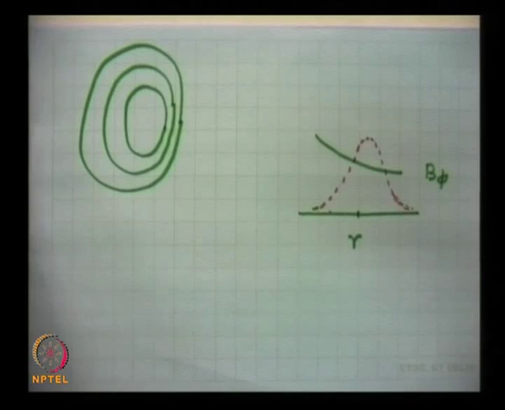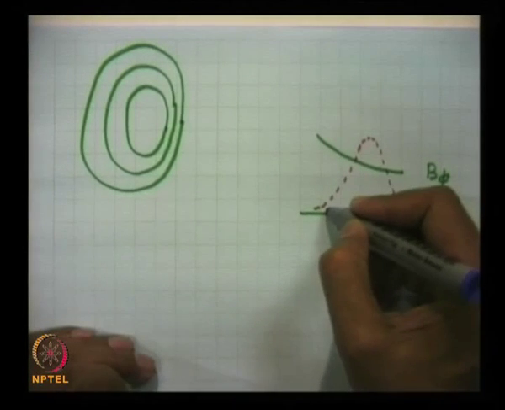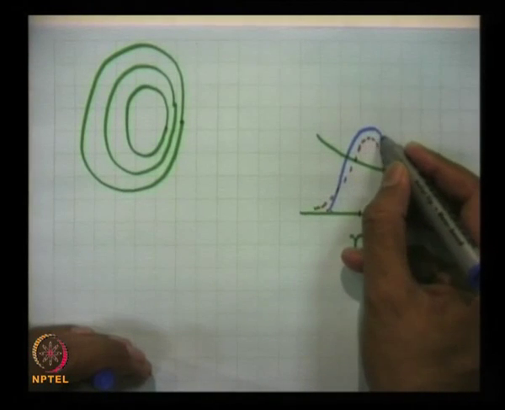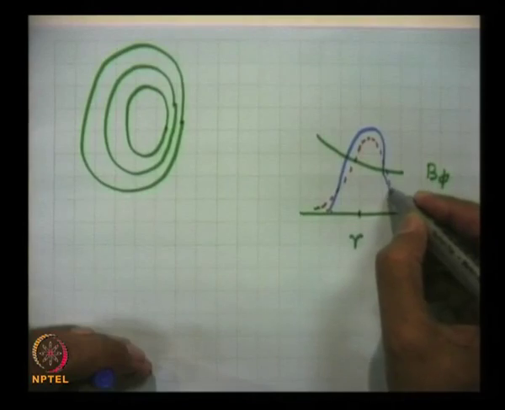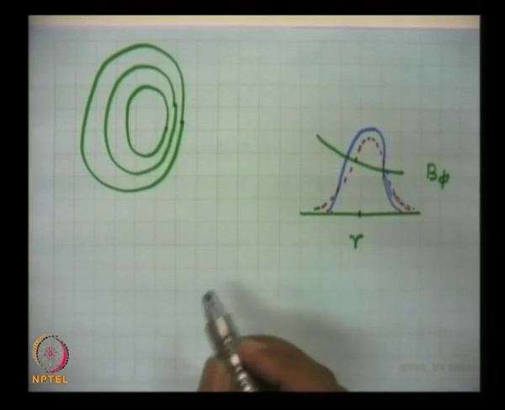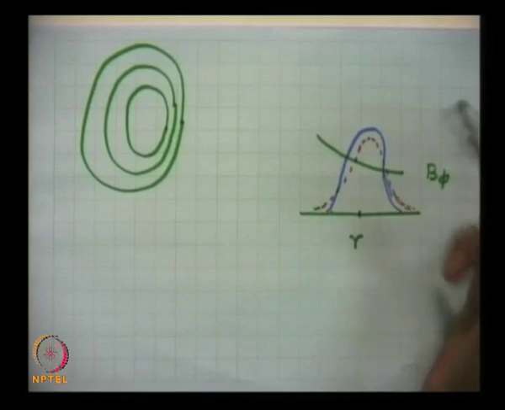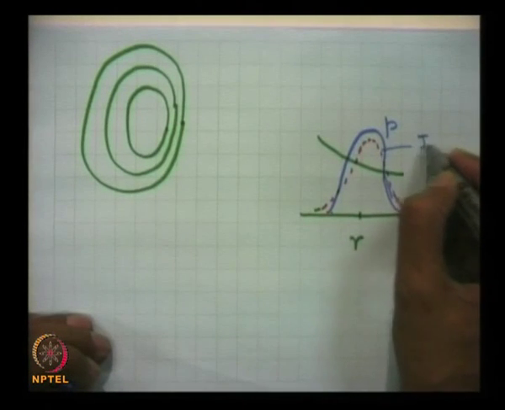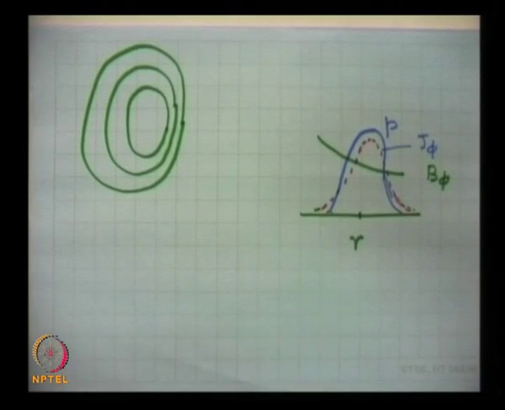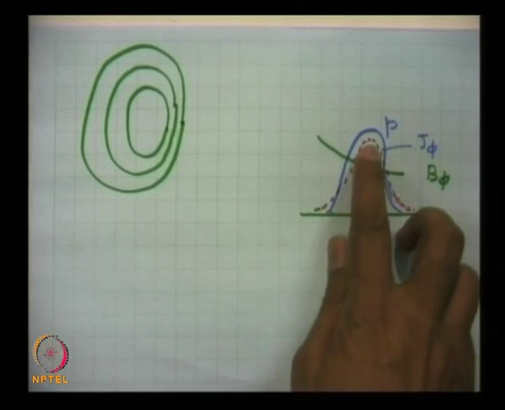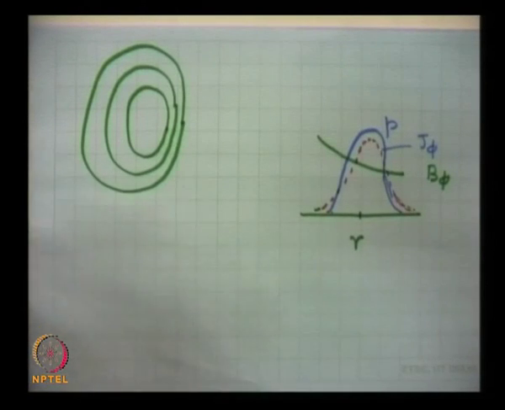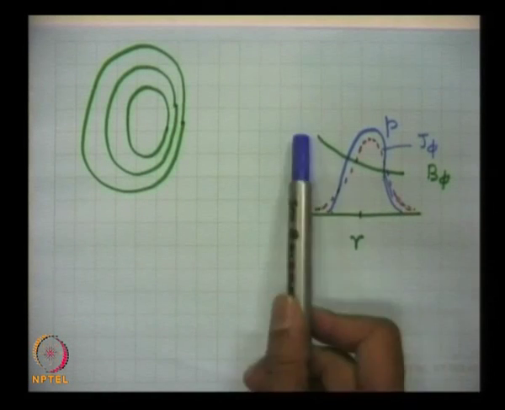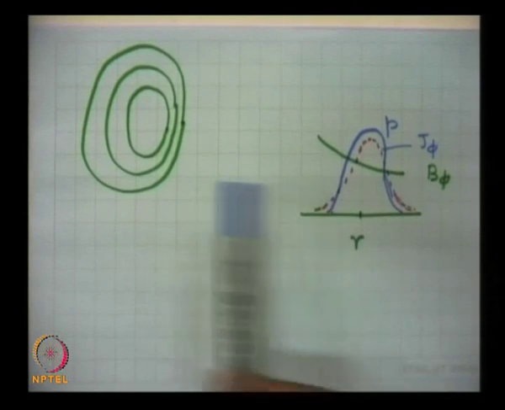Let me draw by a different color. This comes like this, something like that. Fairly, I would say that this is the profile for P. This is the profile for toroidal current J phi, which is not uniform. And in the central region, you can take it to be something like a parabolic current density profile. Pressure profile is also like parabolic. And B field profile decreases as you move away towards the outer side of the tokamak.